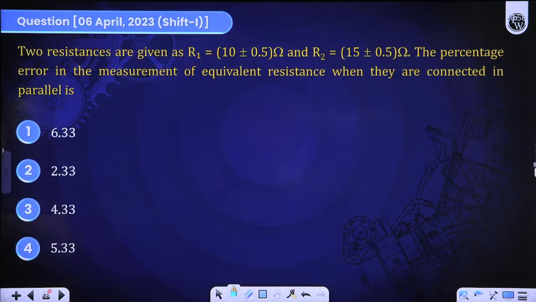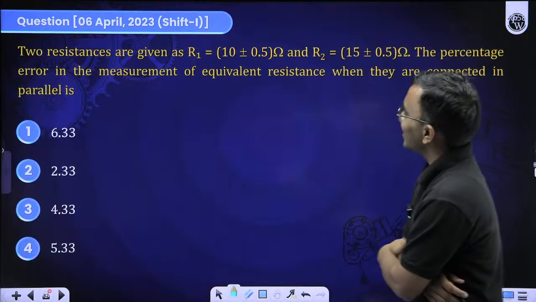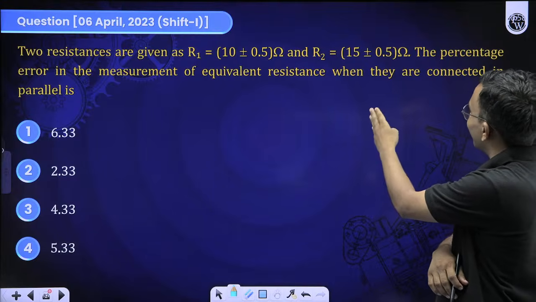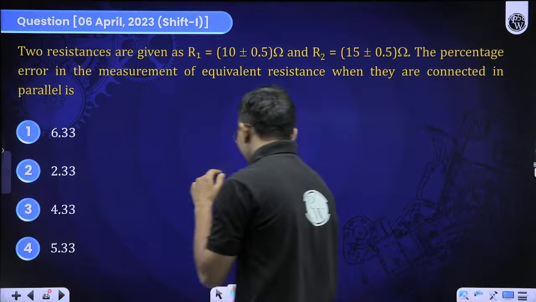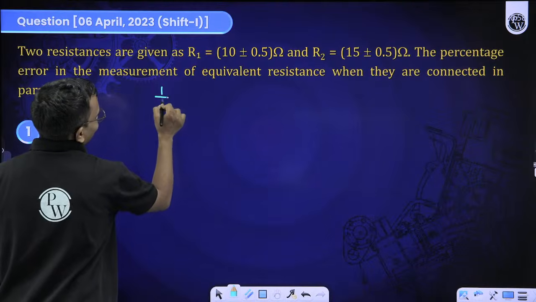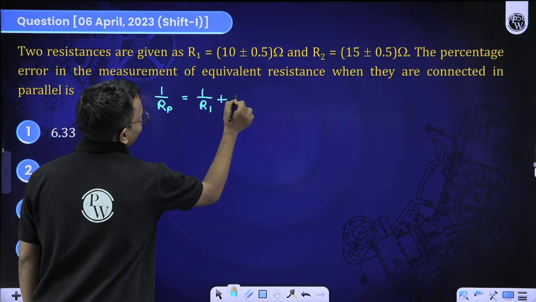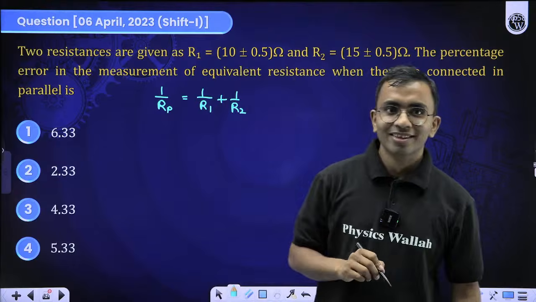This is a good question. Two resistances are given, R1 is there, R2 is there. Find the error measurement in the equivalent resistance when they are connected in parallel. When you connect them in parallel, then 1 by R equivalent is equal to 1 by R1 plus 1 by R2. You all know this formula from class 10th.